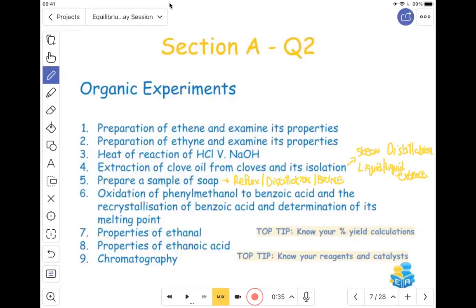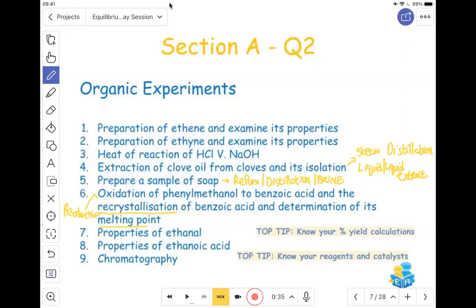Number six, then, this is all of your benzoic acid together. So you've got the oxidation of phenol methanol to benzoic acid. That's your production of benzoic acid. Then you have the recrystallization of it, and you have the melting point. So I'll underline those: recrystallization, melting point, and then oxidation of the phenol methanol would be the production. Okay, so the three of those would come up together. And they should be known very well.